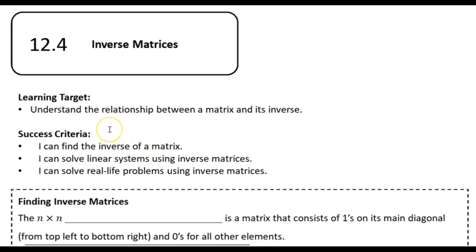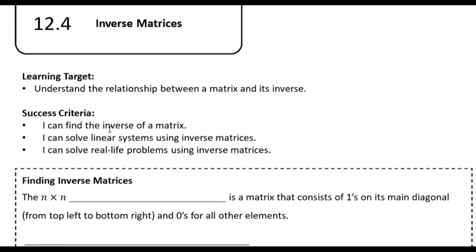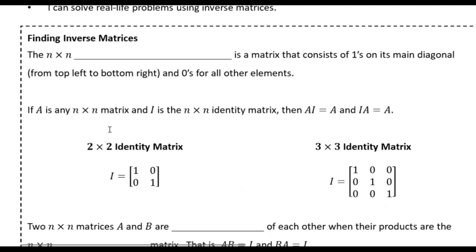Okay, this is the Algebra 2 12.4 lesson on inverse matrices. In inverse matrices, first you can use the identity matrix. The identity matrix is a square matrix. It has to be like a 2 by 2, 3 by 3, 4 by 4. And it has ones on its main diagonal and 0 for everything else.